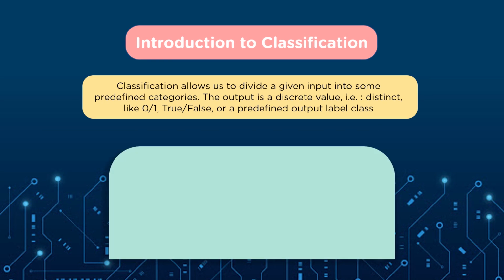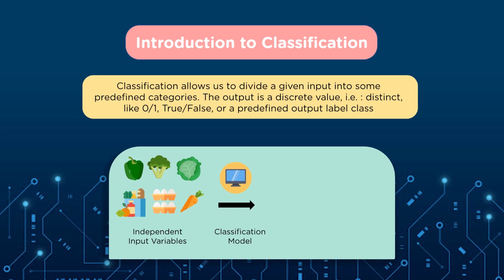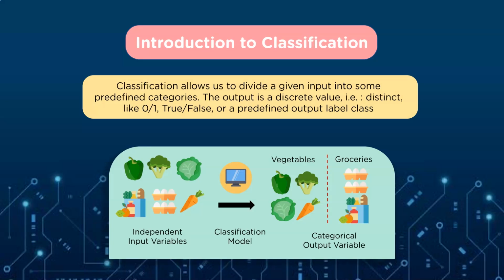And so you can see here we have our independent input variables, which is our bag of vegetables. It goes through our classification model, and it comes out and says vegetables and different groceries, so you have a categorical output variable. A lot of times when we're talking about programming, the broccoli would be one output, and it's either broccoli true or false. The carrot would be one output, and so forth.